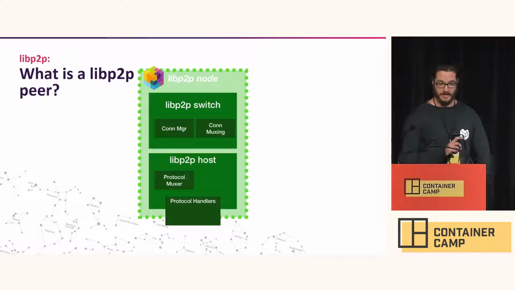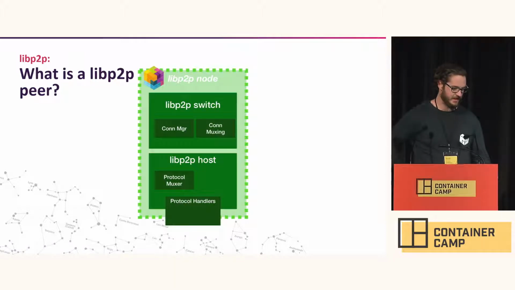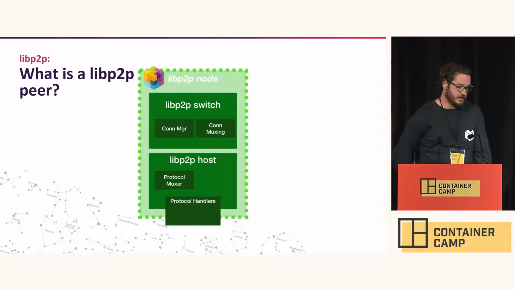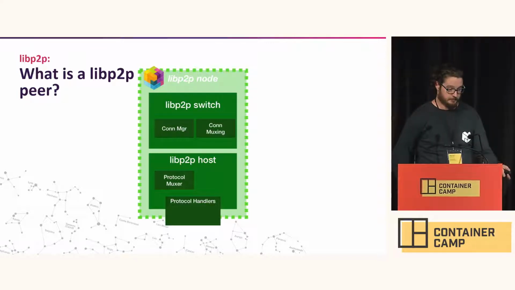So this is a really high-level overview, and it's going to rush through a lot of things and skip a lot of detail because it's a big stack, but we'll see how we go. A libp2p node consists of a switch, which has a connection manager and a connection muxer, and a libp2p host, which is a protocol muxer that then feeds into the protocol handlers.